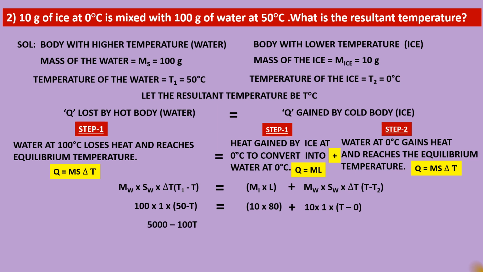If you substitute the values and simplify the equation step by step, we will get the answer as 38.2 degrees Celsius. This is the resultant temperature of the mixture.